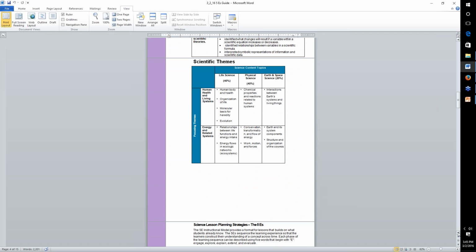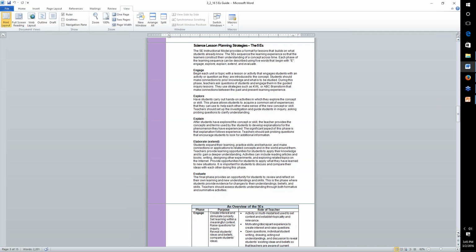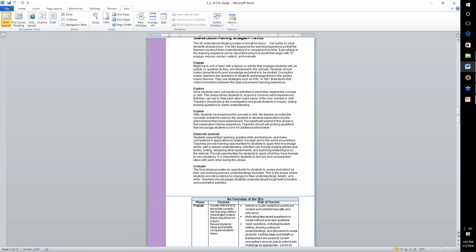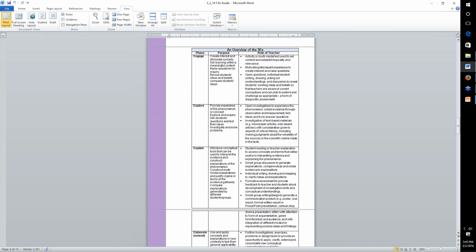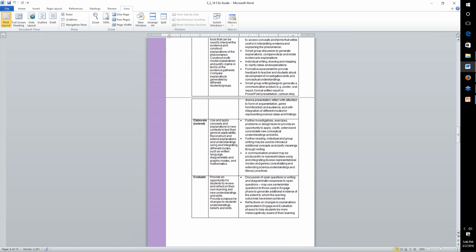Then on page 5, it's lesson planning strategies using the 5 E's, and this gives you a little more information that I think will be helpful about what is happening at each one of those areas, as well as the purpose, as we look on to the next page and look at the chart, and also the role that I take as the teacher. What is it that I need to be doing? That's going to be very helpful in your planning process, and you'll see that on page 6 and page 7.